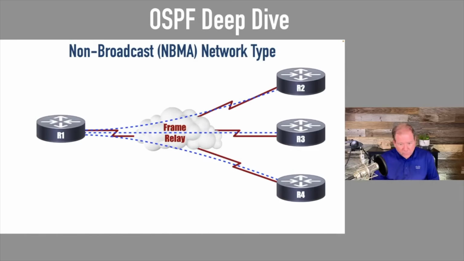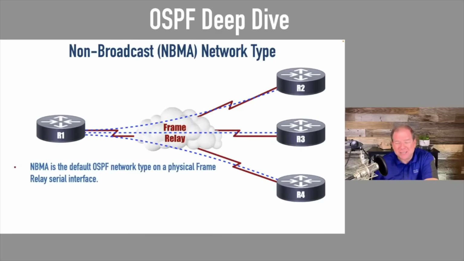Now, that brings up the question, if I cannot do a multicast, how do I send a hello up to R2? Because I don't know where R2 is. I send out a multicast. How do I know how to get to it? Well, with NBMA networks, we actually have to configure the IP address of our neighbors because we're not going to just dynamically discover it through multicast because we're not allowed to send those. And this is going to be the default on a frame relay serial interface. And we are electing DRs and BDRs because we're on a multi-access network.